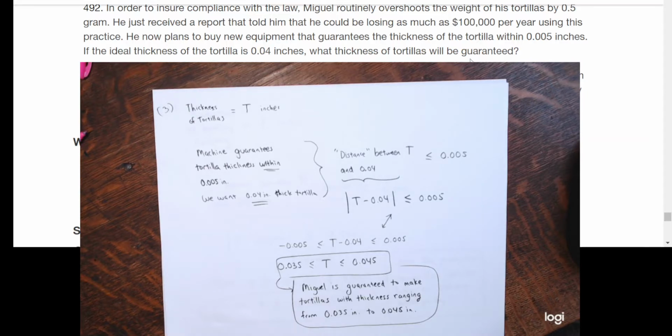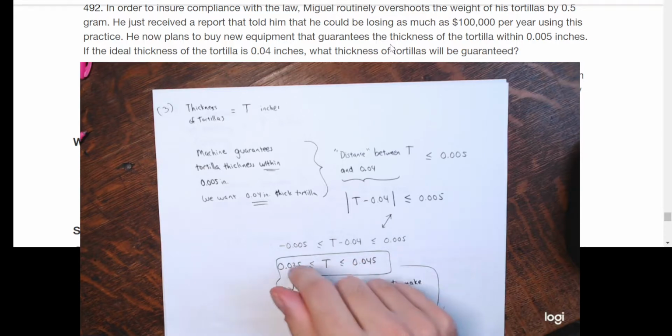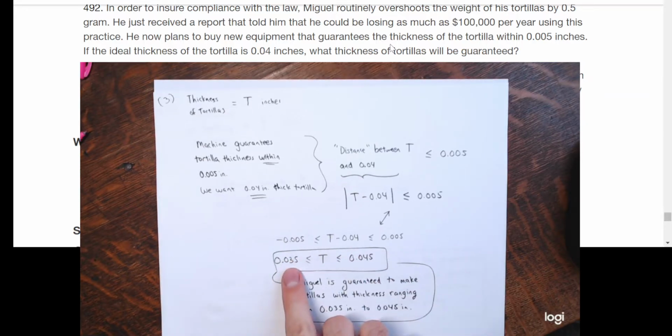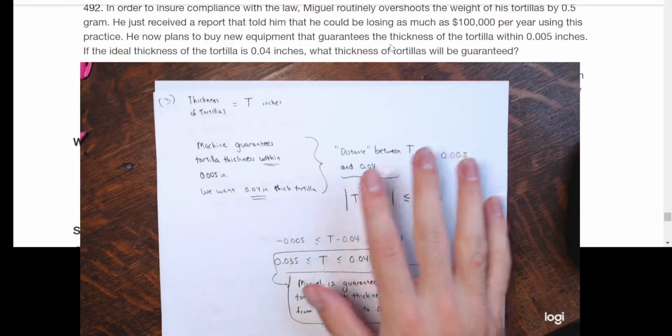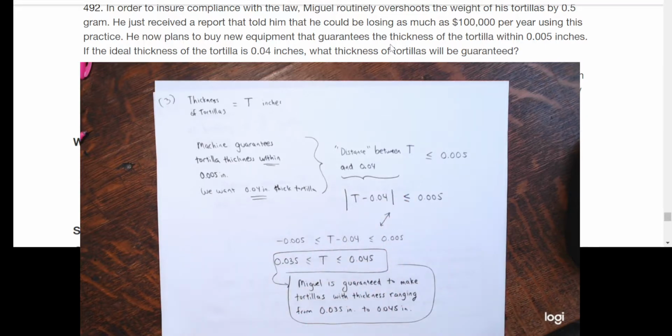So like they said in the last sentence there, if the ideal thickness of the tortilla is 0.04 inches, what thickness would be guaranteed by this new equipment? Again, just add and subtract 0.005, which is all that was done here. Subtract 0.005, you get 0.035 for the low end. Add 0.005 to that ideal thickness, you get 0.045 inches for the high end. So you could have done this without setting up an inequality, but the key idea behind these exercises is to get you to practice setting up an absolute value inequality of this nature.